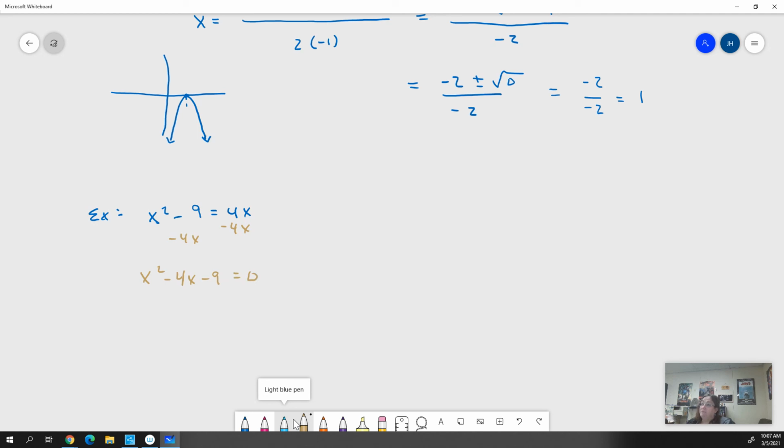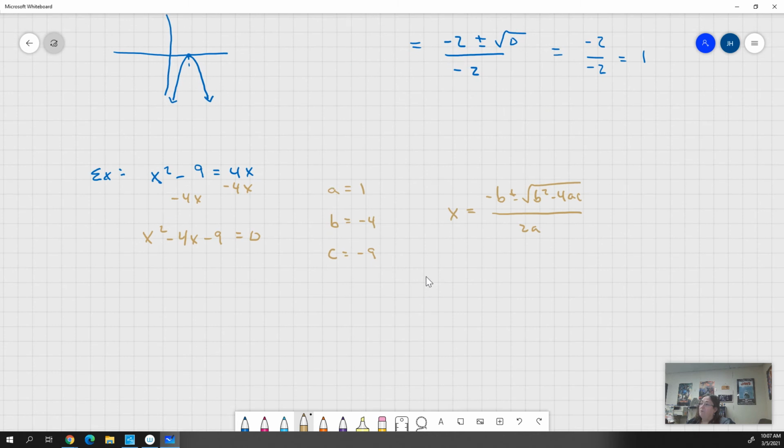So now it's in standard form, so I can find my a, b, and c. My a equals 1, my b equals -4, and my c equals -9. And again, I will write this here so that you remember it: x equals minus b plus or minus the square root of b squared minus 4ac, over 2a, just so that you can see it while we're working.